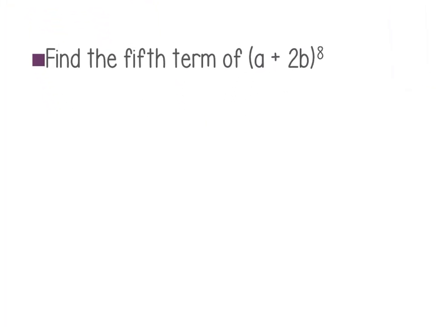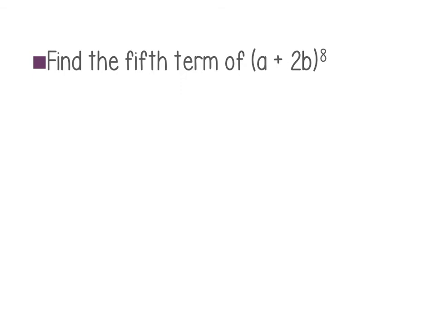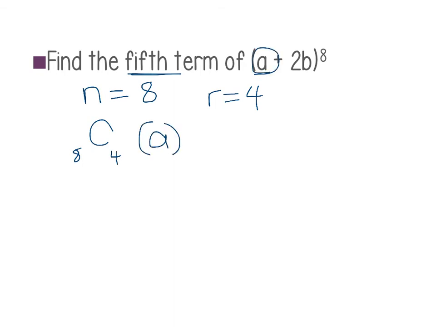So example 4, find the fifth term of a plus 2b to the eighth. From there, we can identify n is what? 8. And if it's the fifth term, what is r? 4. Good. So I'm doing C8, 4. The first term, which is a, what's my exponent? N minus r, which is 4. Second term, which is 2b, and what's my exponent? 4, because it's r.